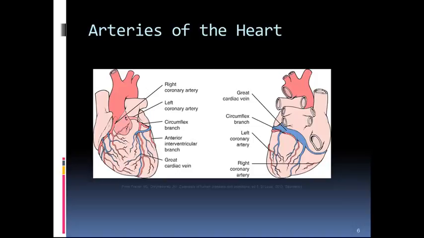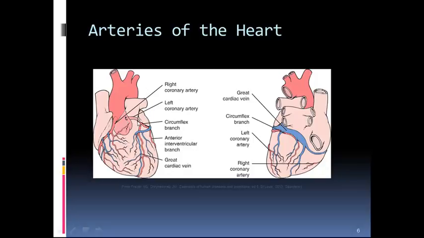This is a picture of the coronary arteries. So the coronary arteries always branch off of the aorta, right above the aortic valve where the oxygenated blood is pumped through. So as soon as the oxygenated blood is pumped out of the left ventricle, it goes through the aortic valve, and some of that oxygenated blood then goes into the right coronary artery and the left coronary artery.